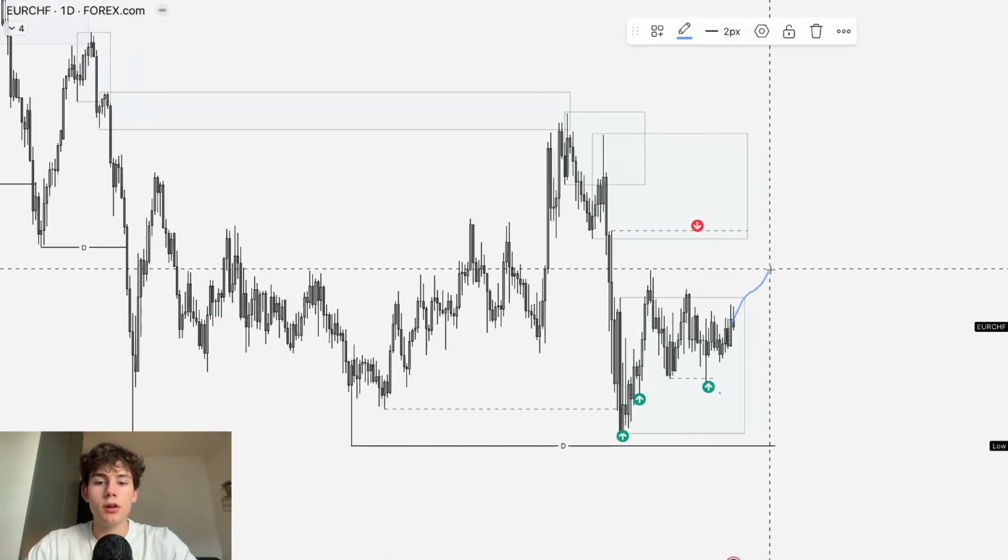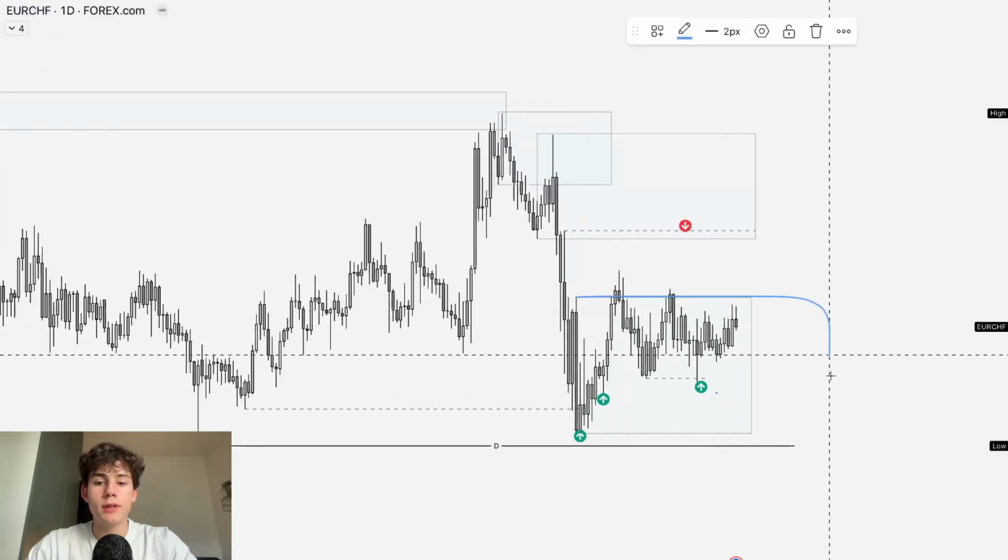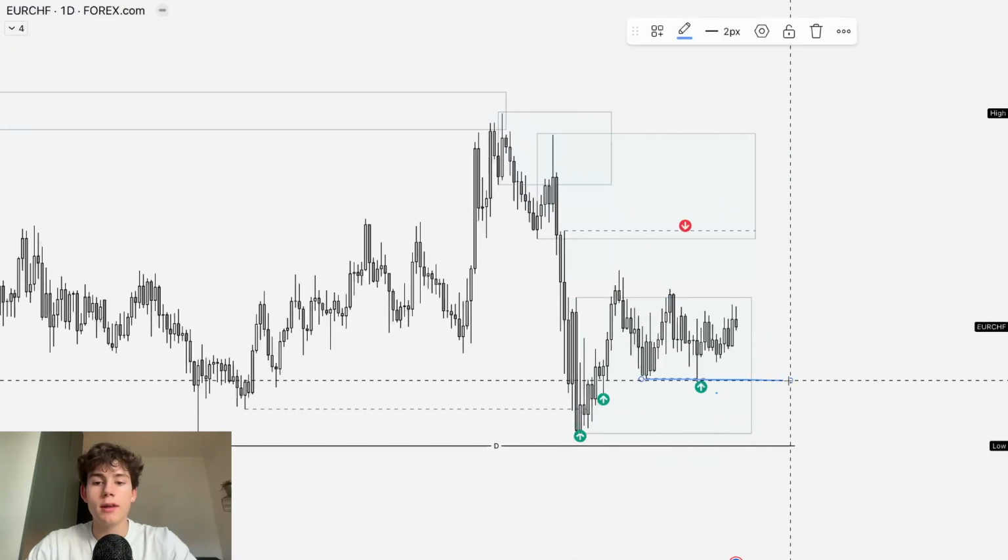Do I want to take long setups? Definitely possible with this demand in control and grabbing liquidity underneath this low.